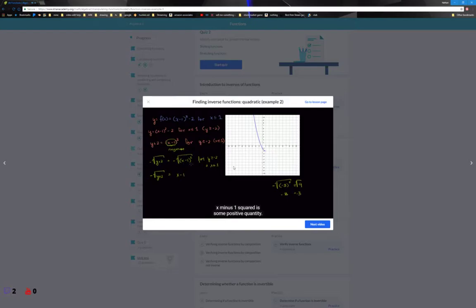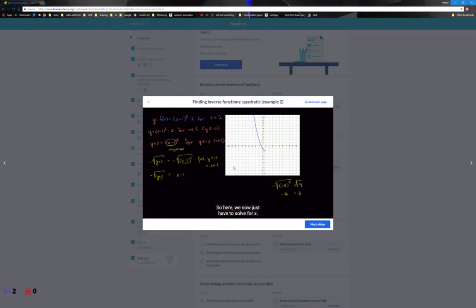X minus 1 squared is some positive quantity. The negative root is the negative number that you have to square to get x minus 1 squared. So that just becomes x minus 1. Hopefully that doesn't confuse you too much. We just want to get rid of this squared sign. Make sure we get the negative version. We don't want the positive version, which would have been 1 minus x. Don't want to confuse you.